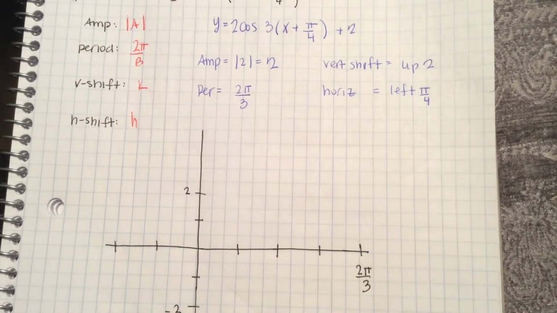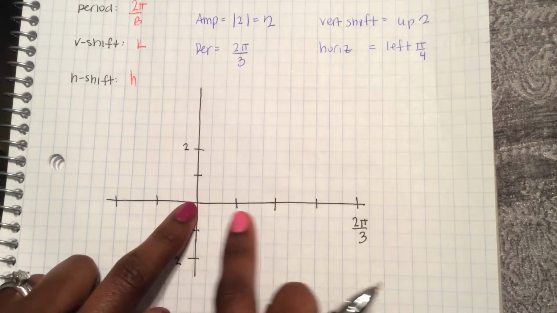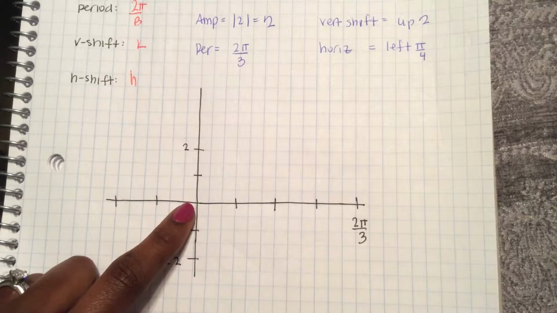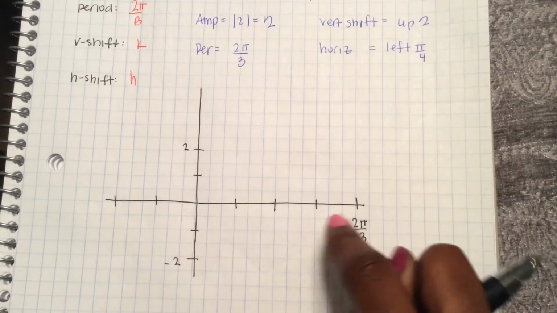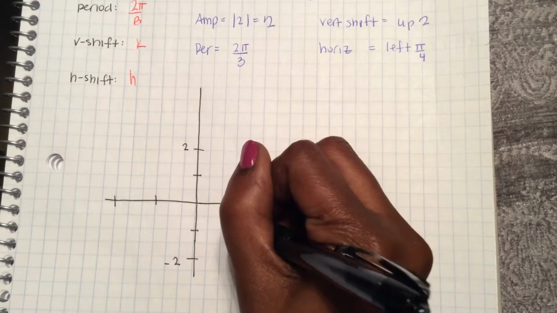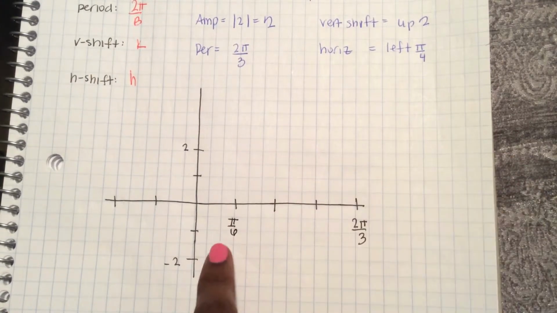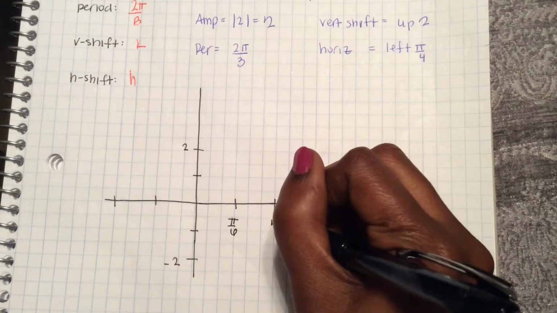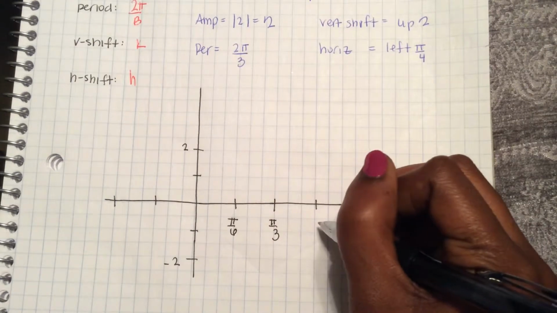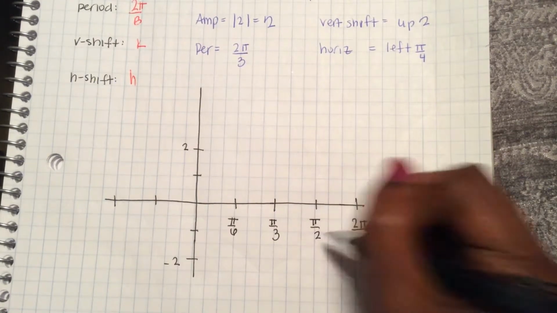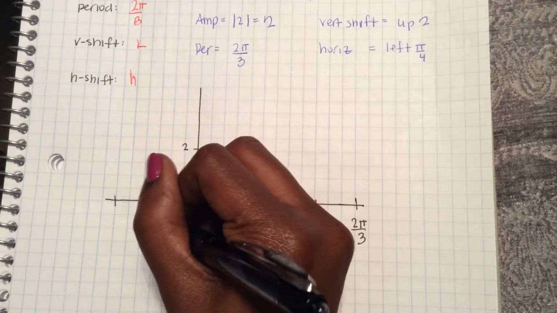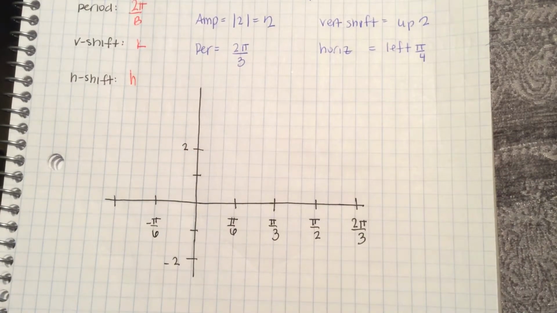So in order to label my x-axis, remember this period is split into 4 parts. So 2 pi over 3 divided by 4 makes 2 pi over 12, which is pi over 6. 2 pi over 6 is pi over 3. And then 3 pi over 6 is pi over 2. And then this would be 0. This would be negative pi over 6.